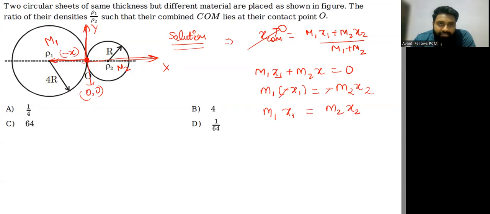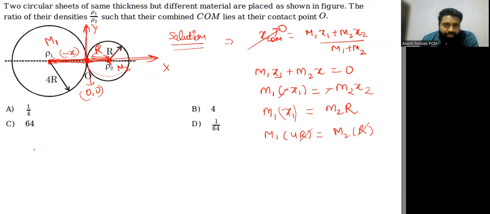Now you will see that this x1 is the position of the center of mass of this individual sheet, which is at the center of it, or you can say the distance of the centroid from the origin. So from the origin, the centroid will lie at the center of it. So the distance will be r because the radius is r. So you can replace this x2 by r, and this x1 is nothing but 4r. Its centroid also lies at the center of it. So it is at 4r. So m1 into 4r is equal to m2 into r. This r and r will cancel out. Now you will have m1 by m2 equal to 1 upon 4.